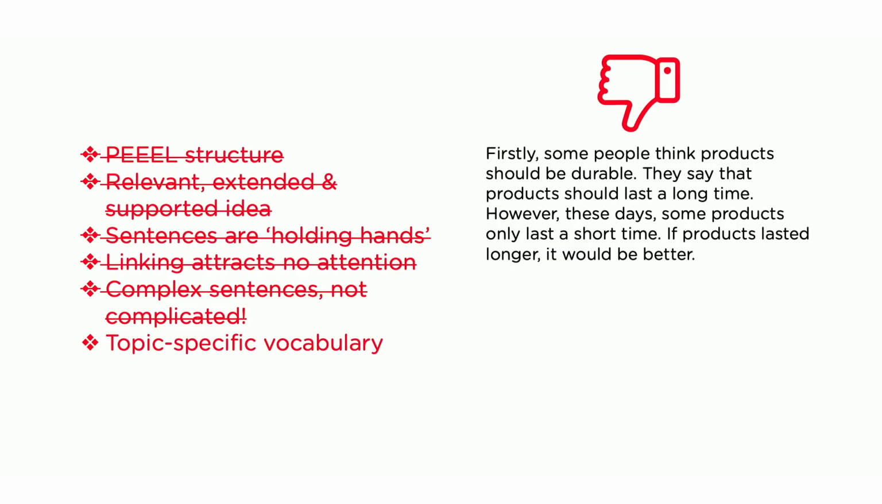Topic-specific vocabulary. When you look at that paragraph, what interesting, less common topic-specific words can you see? We've got the word product, durable, products, last a long time, products, very repetitive, right? So this writer has not demonstrated the range that the previous writer demonstrated. So that's the intro and body 1, good versus bad.